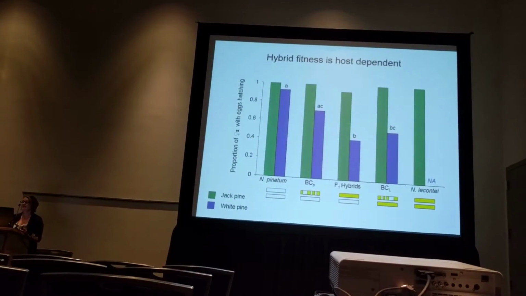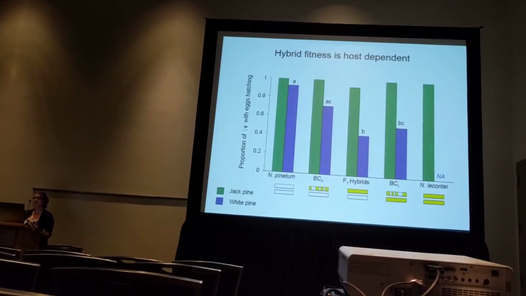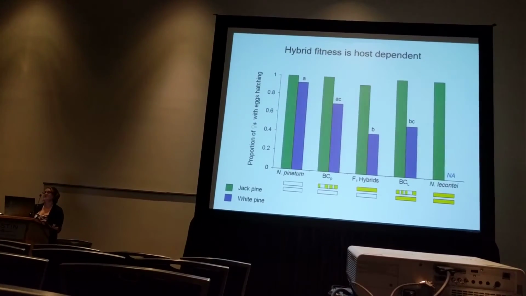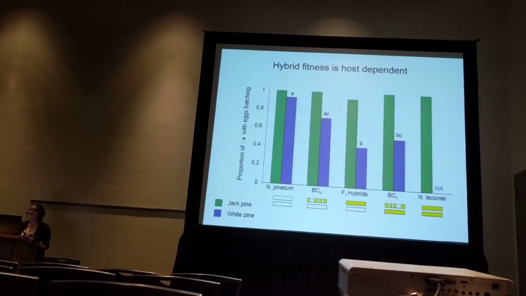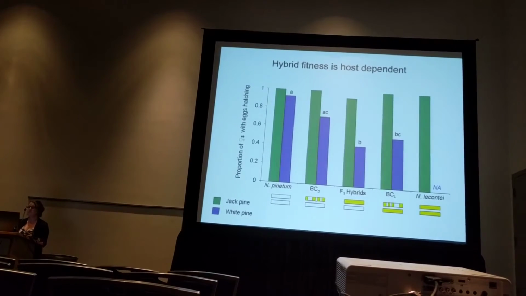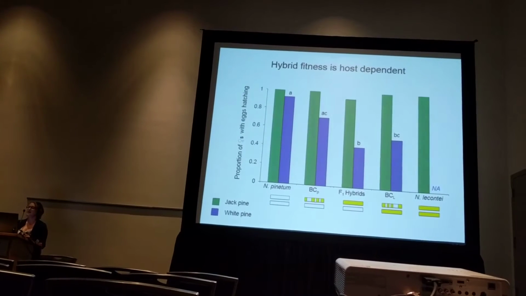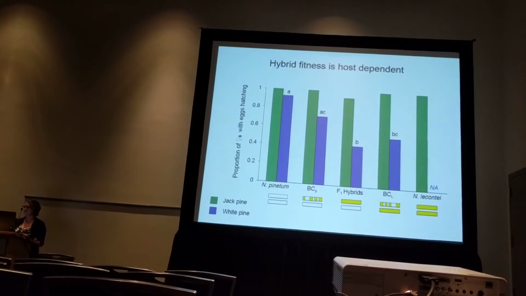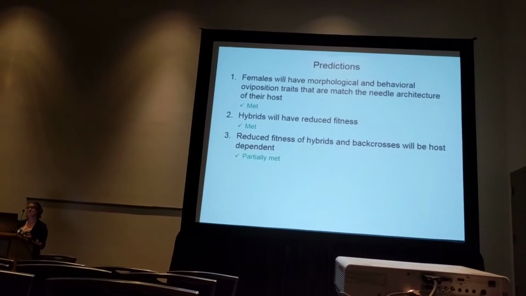Next, to see if this reduction in fitness is host-dependent, we separated out the cross types by the host the female oviposited on. And we didn't find the interaction we were expecting. However, the reduction in fitness is still host-dependent. On jack pine, all of the cross types have equal fitness, whereas on white pine, the hybrids and Lecontii back crosses have reduced fitness compared to Pinedum. So overall, this does suggest that there is extrinsic postzygotic isolation. So our second prediction was met, and our third prediction was partially met.